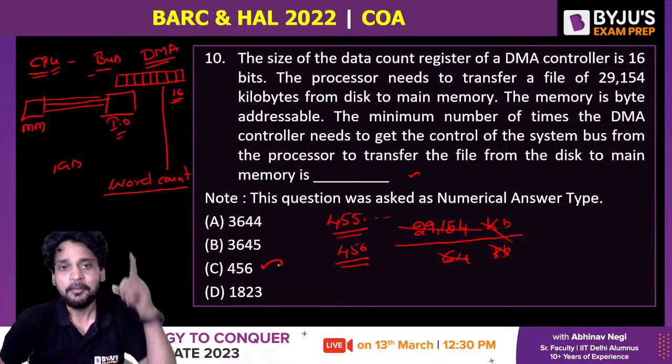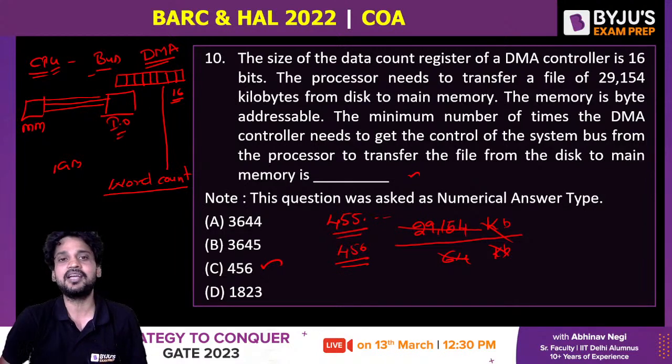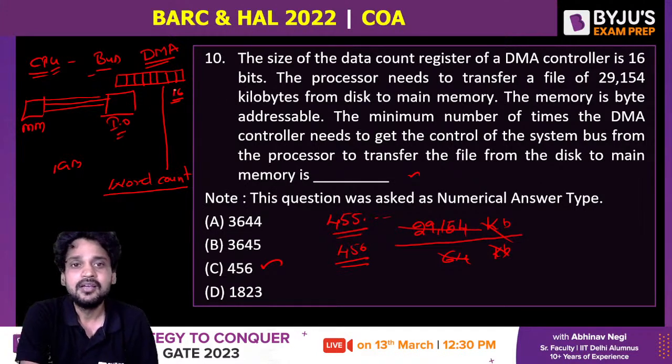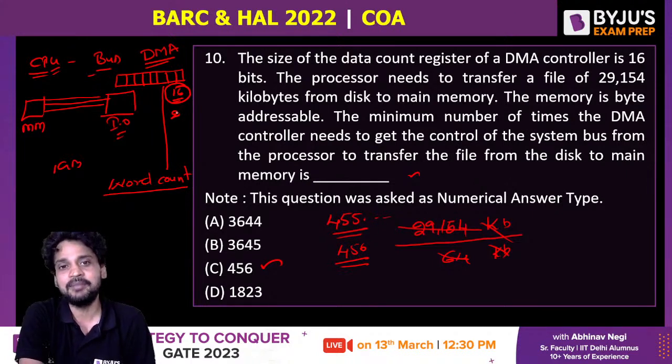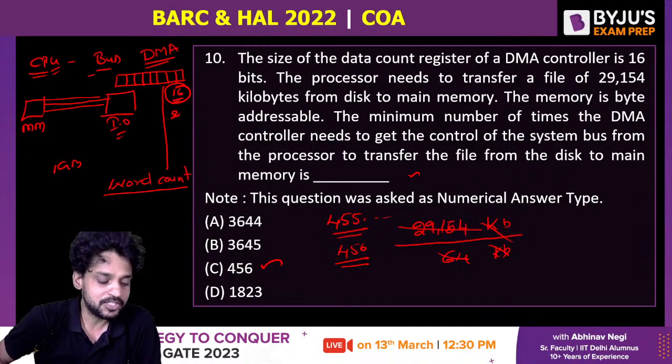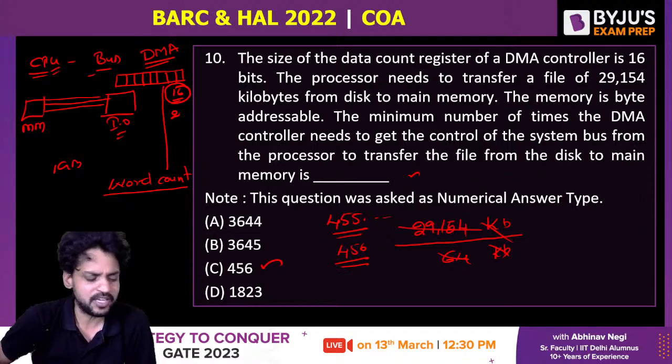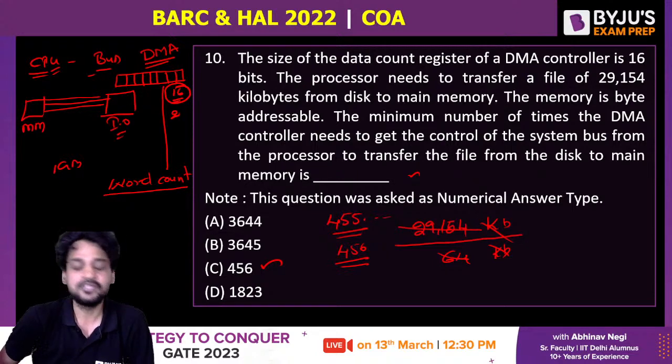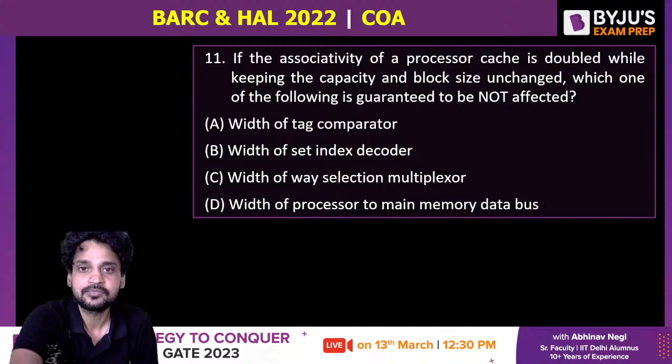At a time, max DMA can make a transfer is limited by the data count register. 2 power 16 words can be transferred at a time. Did you get it or not? Yes or no? Yeah, 64 KB. 64 KB can be transferred at a time. So, this is the answer. Can you go to the next question?